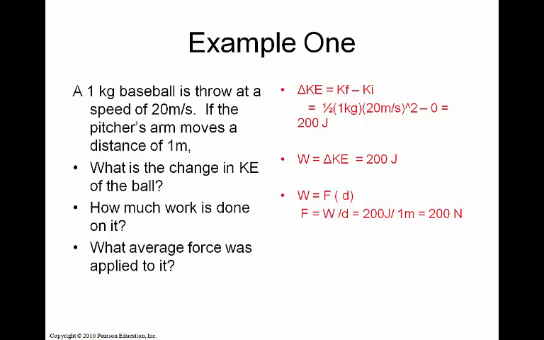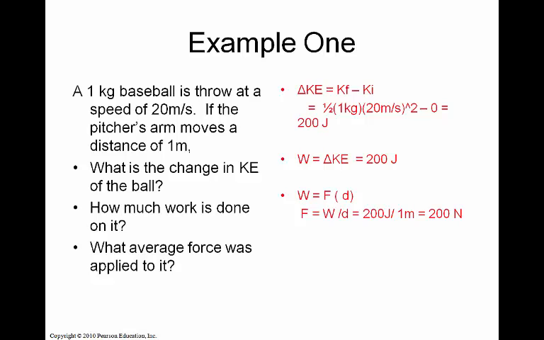So think about this. The pitcher is throwing the ball. To start with, the ball has no kinetic energy. It's just sitting in his hand. And after he pushes and throws it, it has 20 meters per second of speed. So the final kinetic energy is 1/2 of 1 kilogram times 20 meters per second squared, minus the initial kinetic energy of 0, which gives the ball a total change or gain of 200 joules of energy.